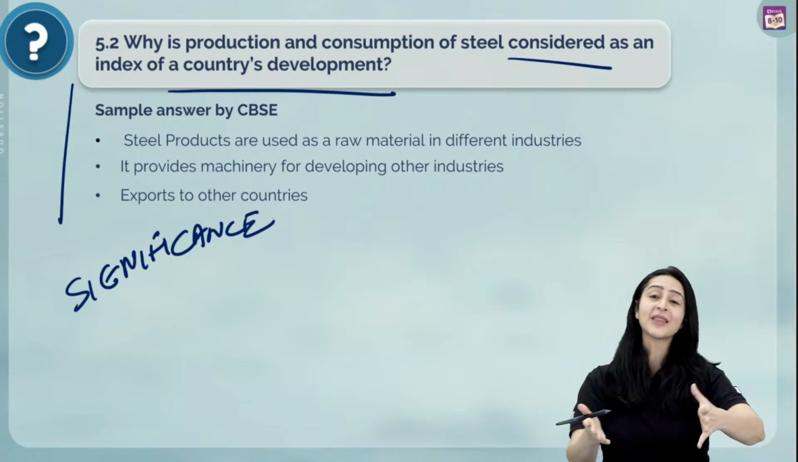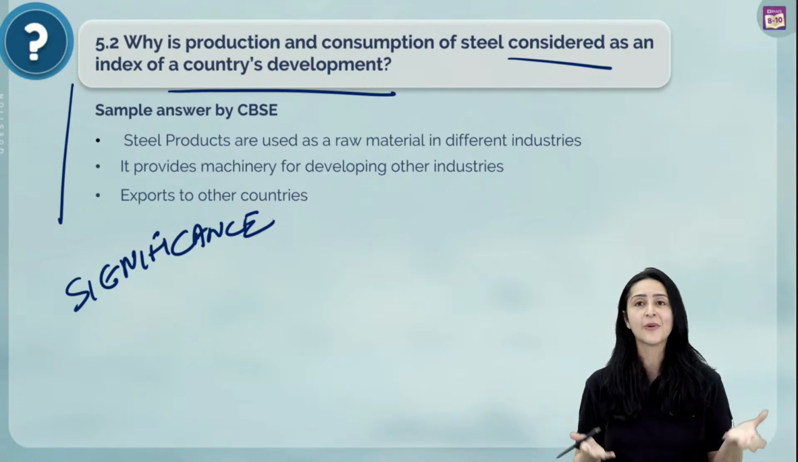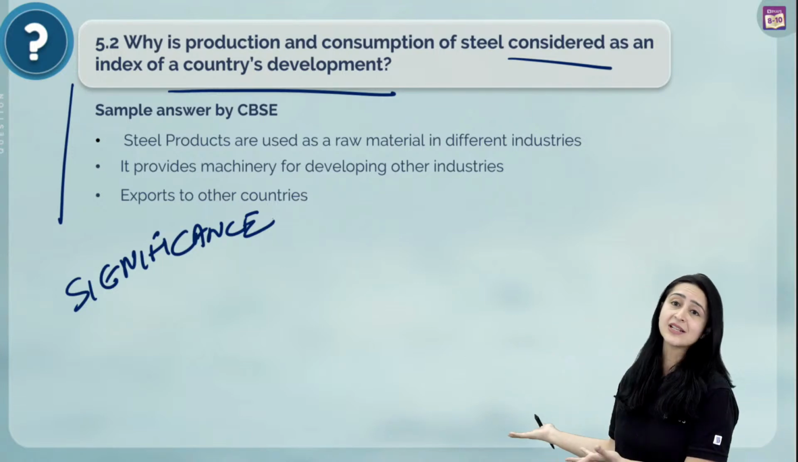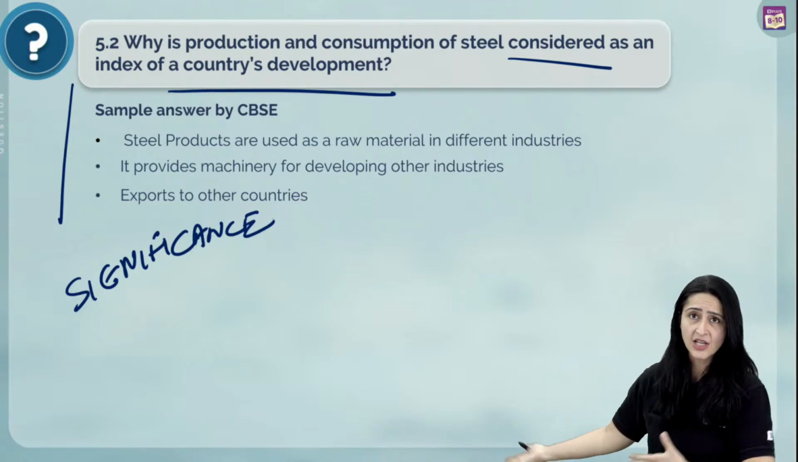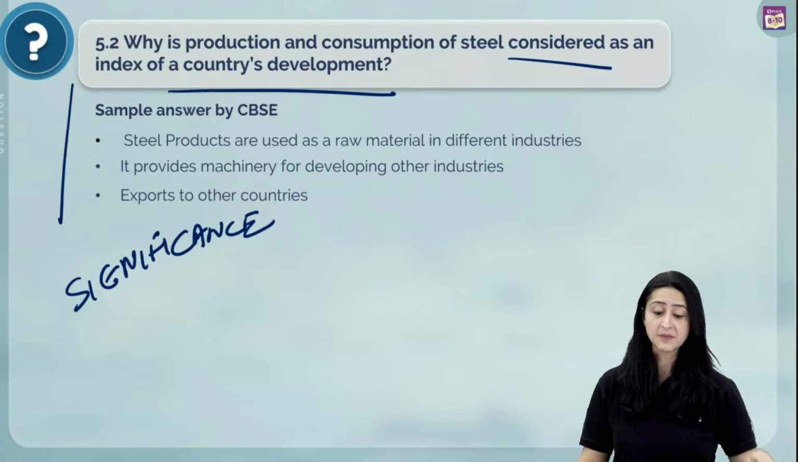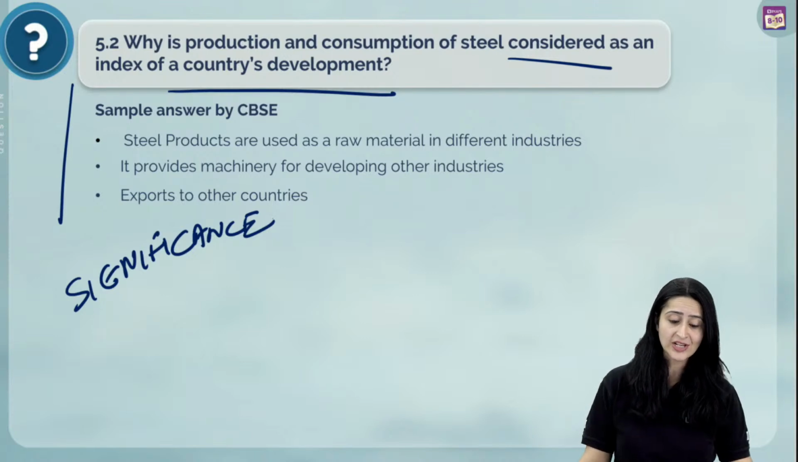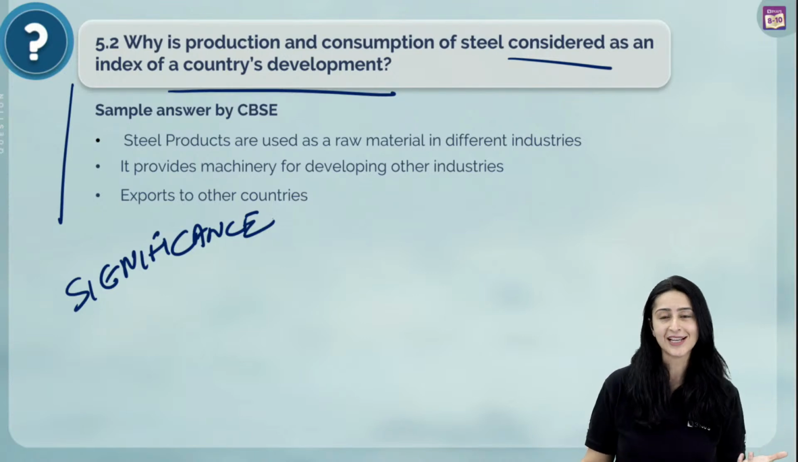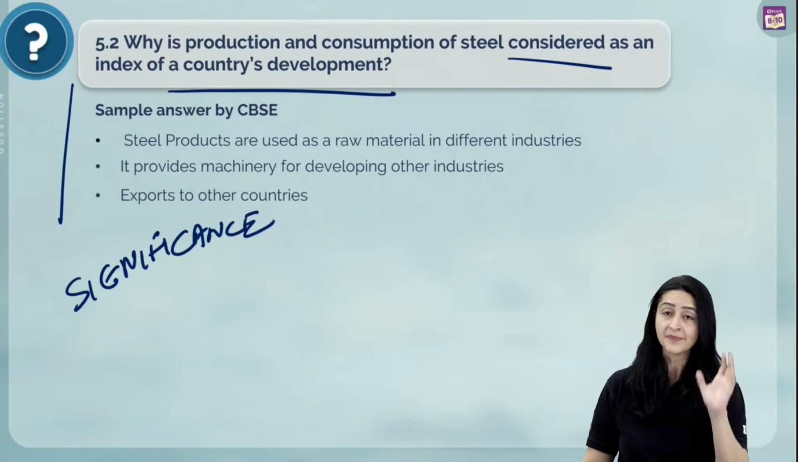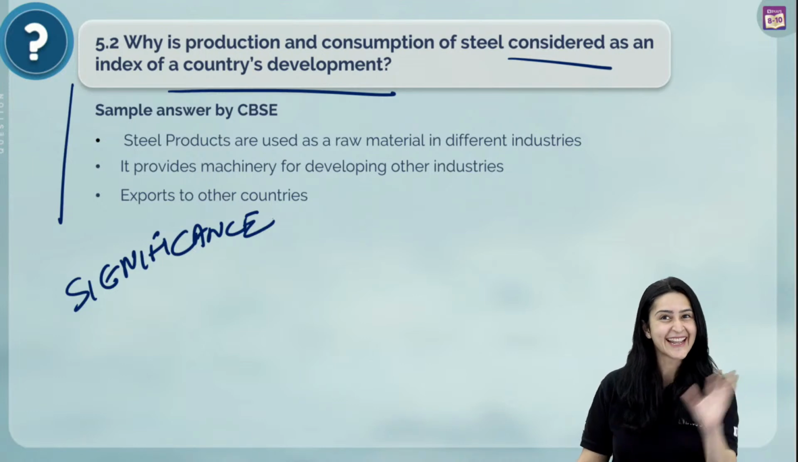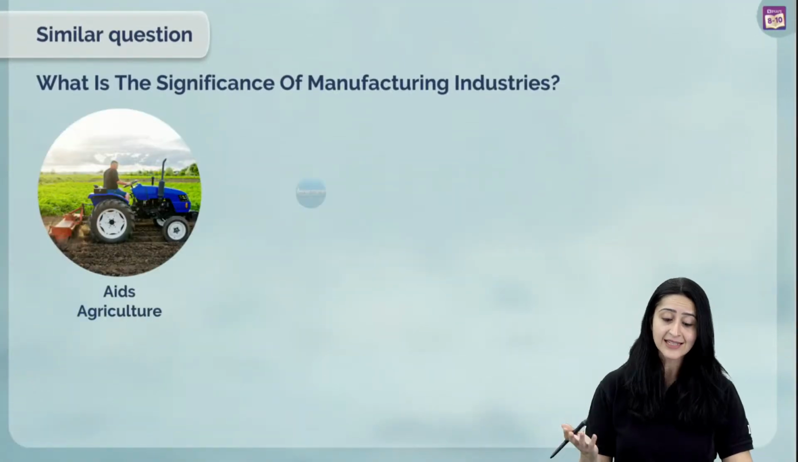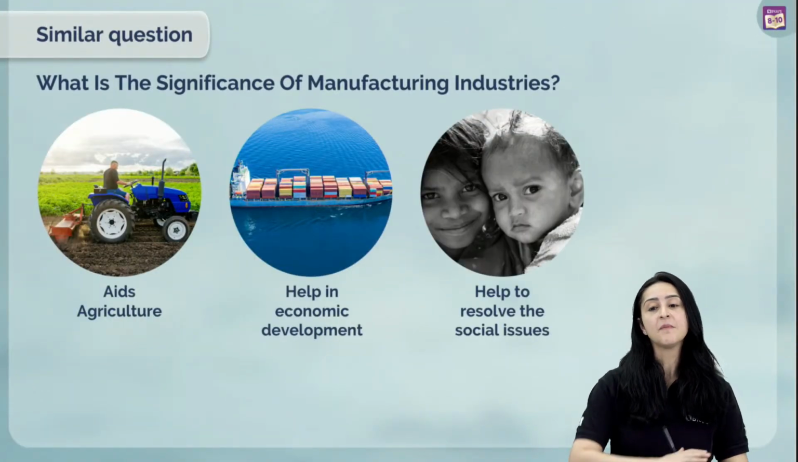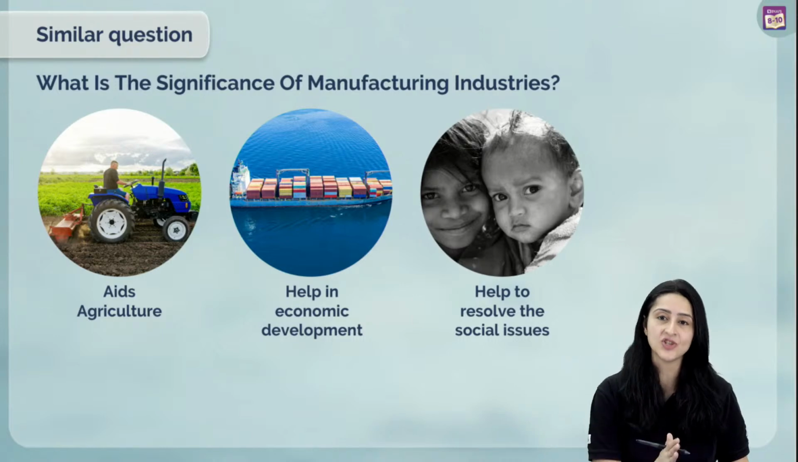Again, this is something that we have discussed in our session, right? So how does the iron and steel industry help us? The steel products are used as raw material. It provides machinery for developing other industries. It helps exports to other countries. So they are asking about the significance. Now, you may not necessarily get this question exactly. You may get a question that says, what is the significance of manufacturing industries in general?